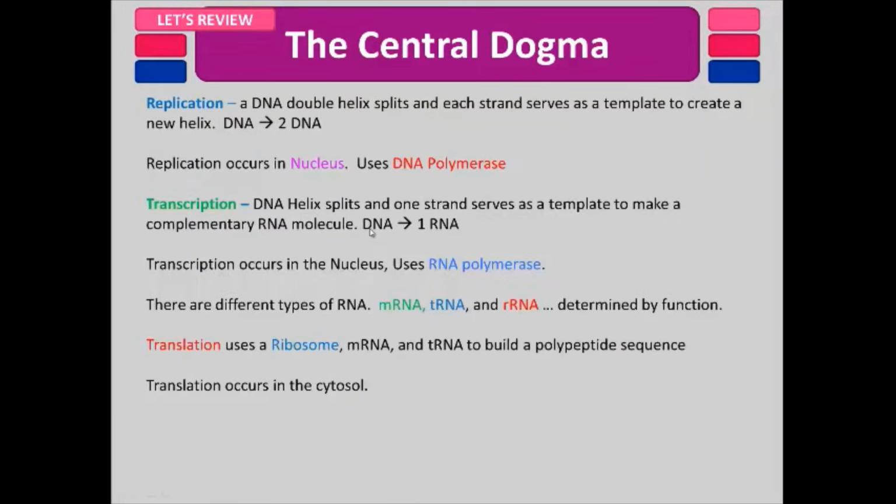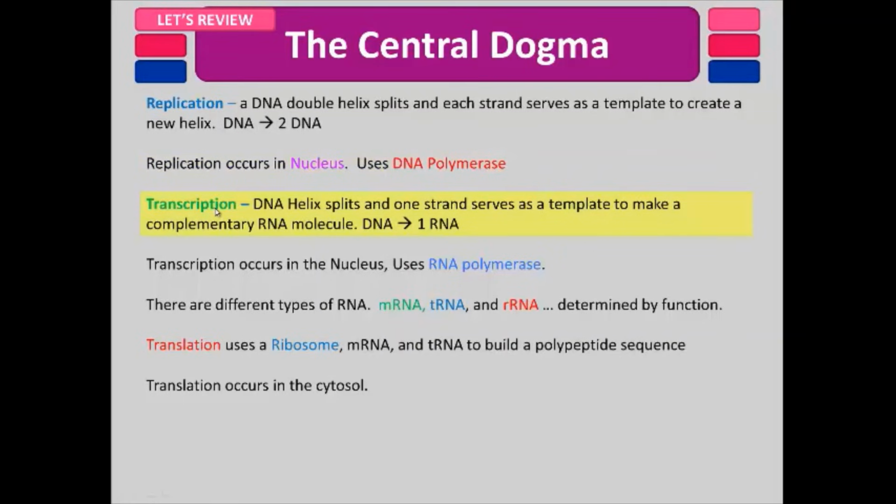Now let's review what we have learned about the Central Dogma processes. We first learned that replication is where a DNA double helix splits and each strand serves as a template to create a new helix. Thus, 1 molecule of DNA becomes 2 molecules of DNA. Replication occurs in the nucleus, and it uses a protein called DNA polymerase to carry it out.